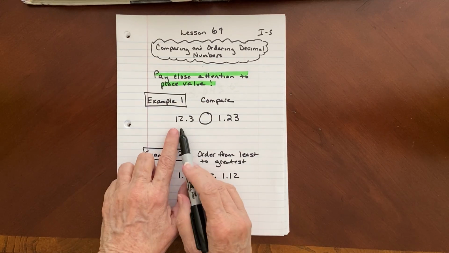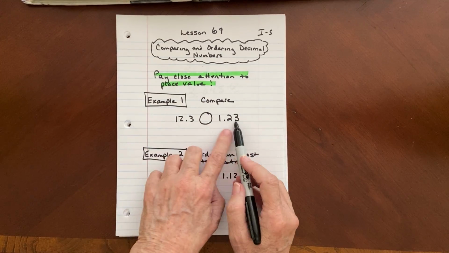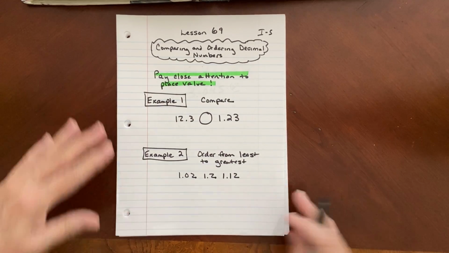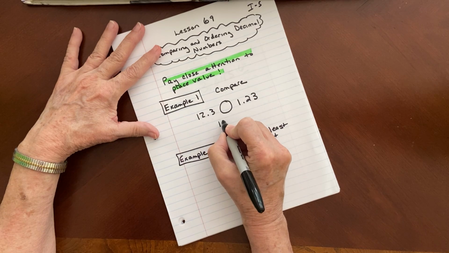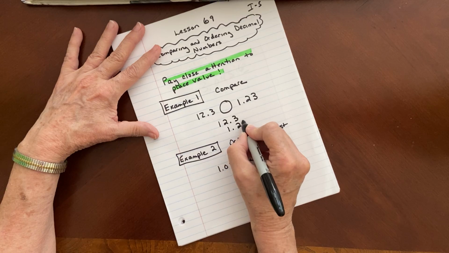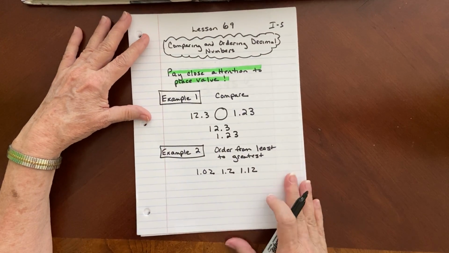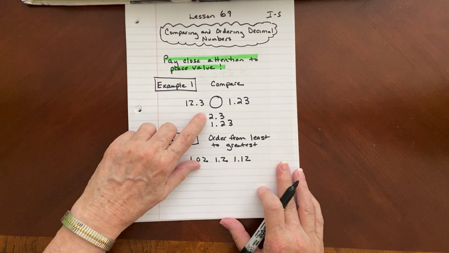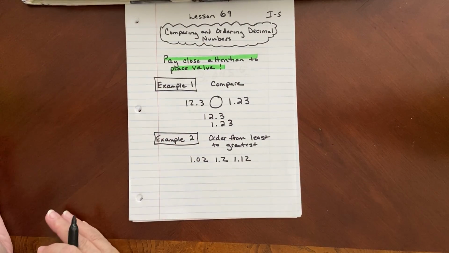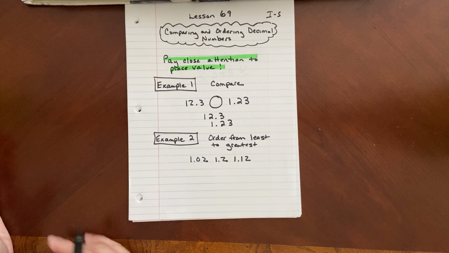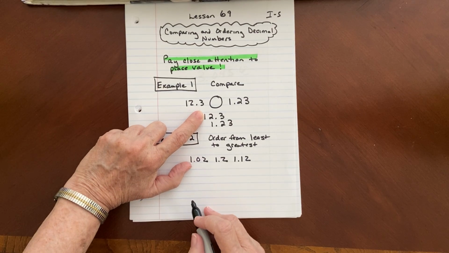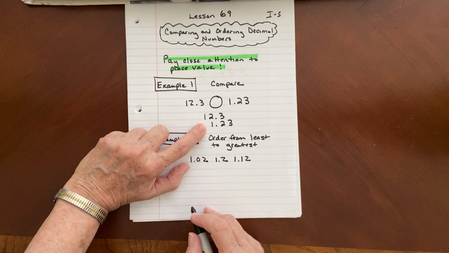So example 1 says you have 12 and 3/10 and 1 and 23/100. Okay, so I'm going to write these this way, and I'm going to line up my decimals so I have everything in the same place value. So I'm looking at my first biggest to the left, so biggest number here. I'm looking in the tenths place. So I have a 1 in the tenths place here and nothing in the tenths place here.